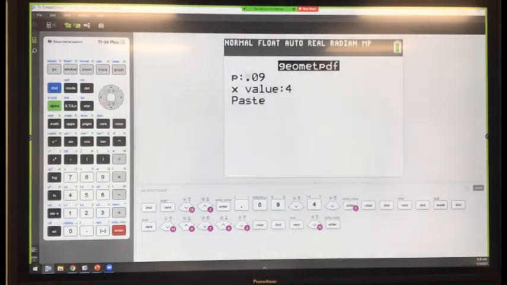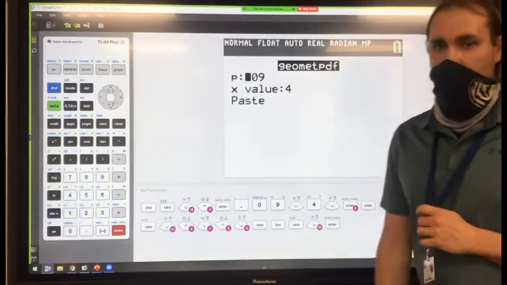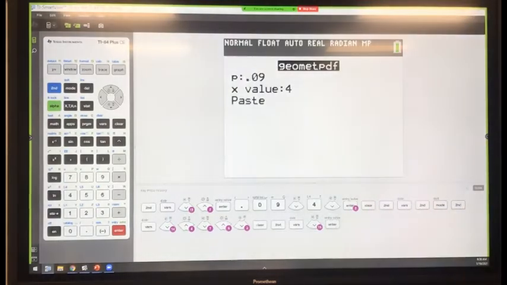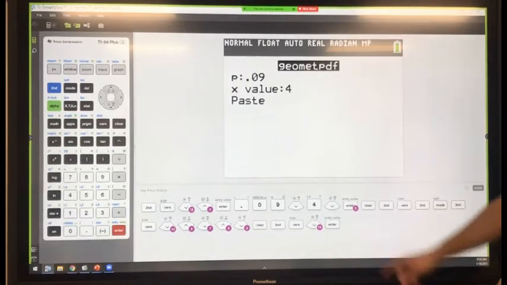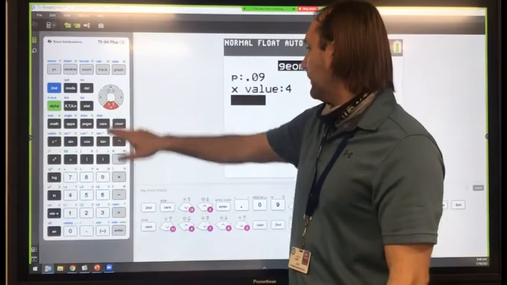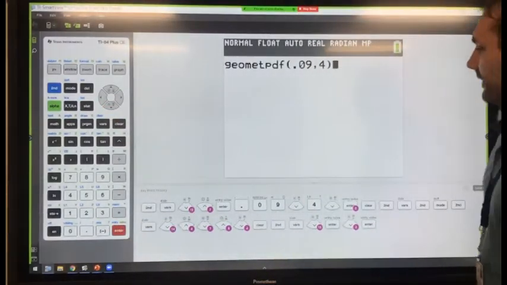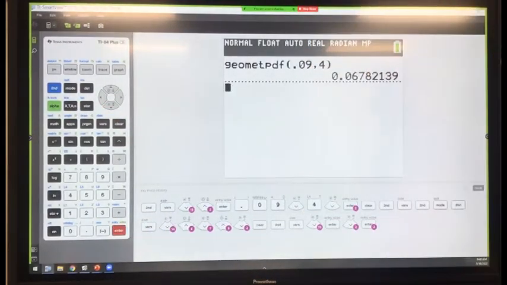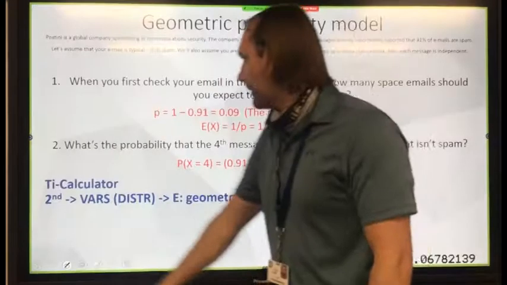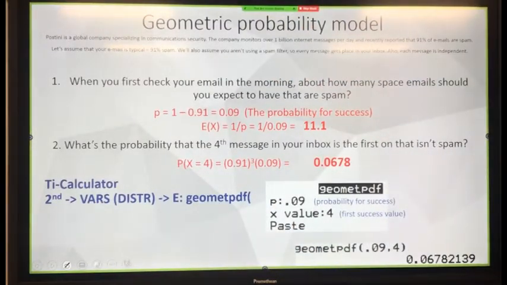You're going to enter your p-value. So my success rate of getting a good email is 0.09. You're going to enter your x value. What number do you want that first success to be? In my case, it asks for 4. So my x value, I'm going to put 4. And I'm going to hit enter, and then enter again. And what's the probability of the fourth email being a good one? That's cool. Like so. Again, I'm going to upload these notes here in a minute.